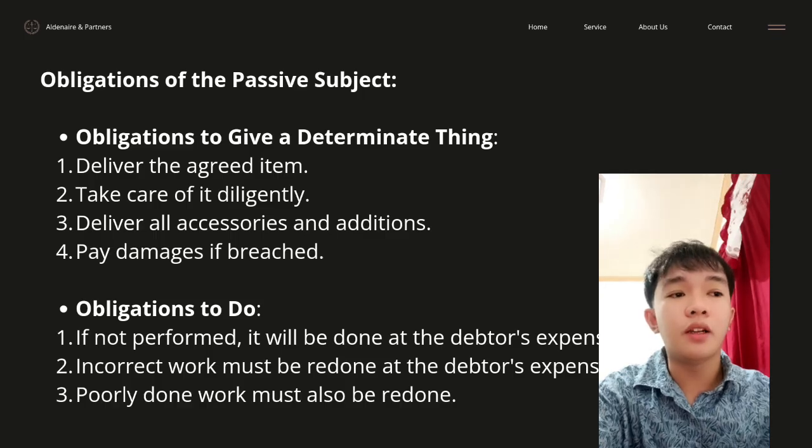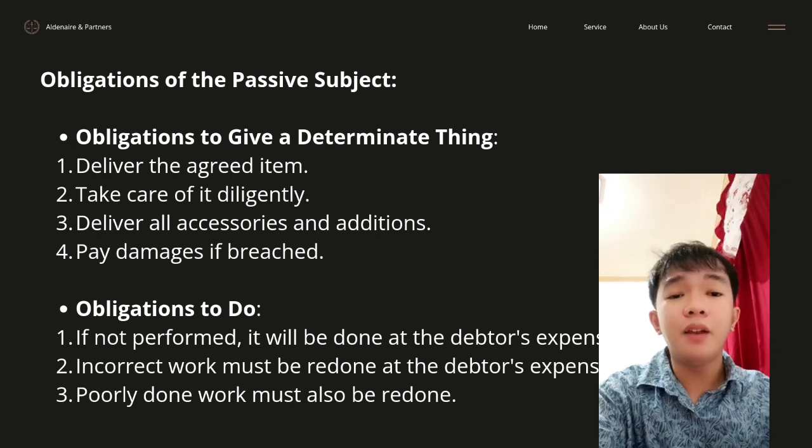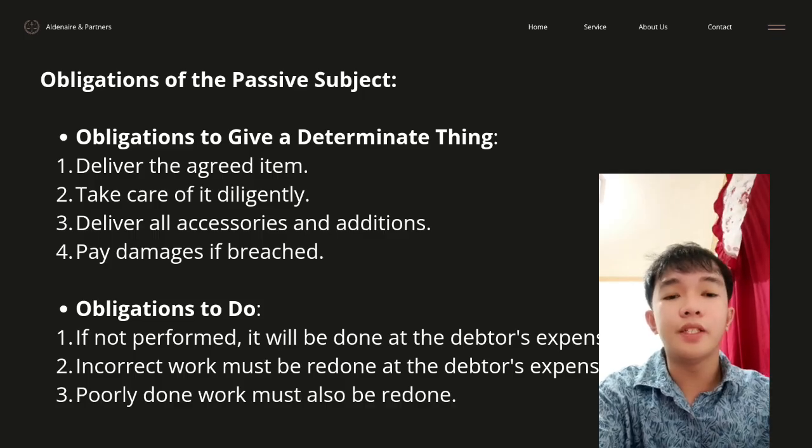If the work done is incorrect or not as agreed upon, the debtor must pay to have it corrected. Poorly done work must be redone. If the work is done poorly or does not meet the agreed upon standards, the debtor is responsible for fixing or completing the work to the proper standard at their own cost.